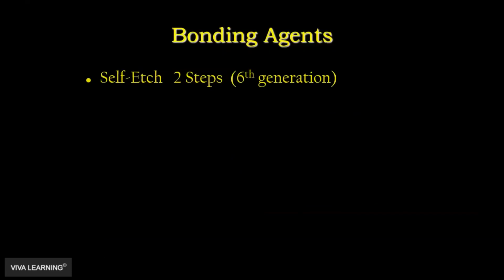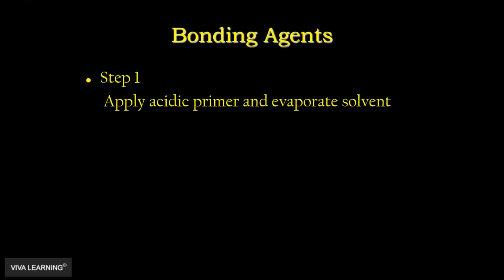So 6th generation, 2 steps, as we said earlier: you apply your acidic primer, you rinse, you dry the tooth. You don't have to isolate with a rubber dam when you're using self-etching adhesives. You can if you want, but it's just not necessary because you're not opening up dentinal tubules, you're not removing the smear layer. You put multiple coats of your primer, scrubbing as you do.